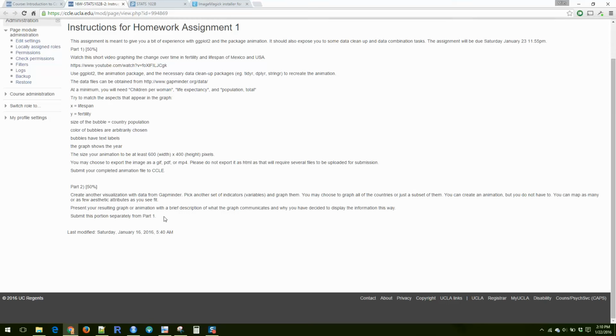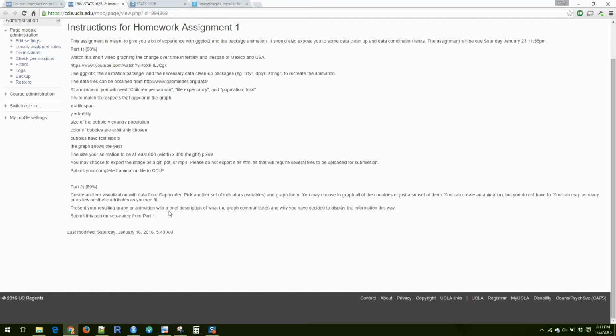Part two, I just say create another visualization from the data from Gapminder, and so that can be any other variables. So I would like something interesting. It does not have to be animated. If you want to make an animation, that's fine. You don't have to. And I would like you to provide some kind of brief explanation about what it is that this graph or picture is trying to portray.